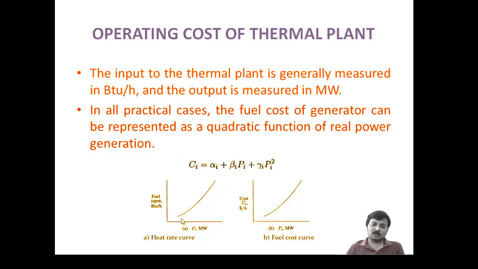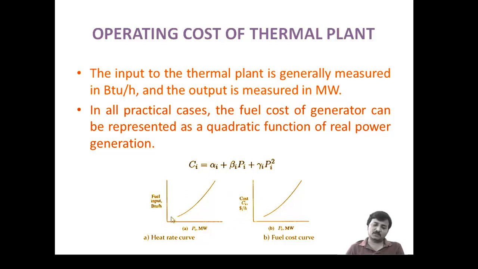So when you draw the graph of fuel input versus megawatt, fuel input can be measured in British thermal units per hour, and this one will be cost versus megawatt. The cost is in rupees or dollars per hour. Both of these functions we call the heat rate curve and the fuel cost curve. The heat rate curve is nothing but fuel input versus output power generated, and the other is cost versus output power generated.